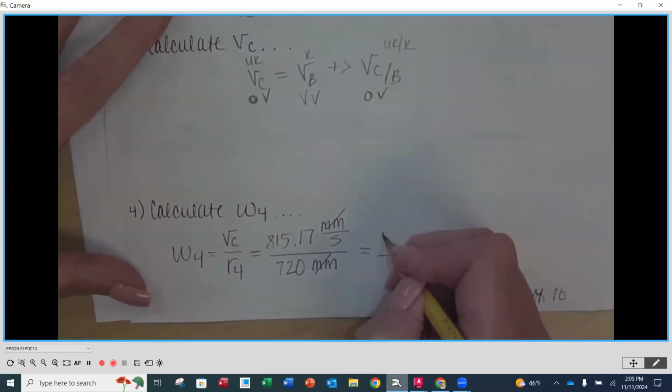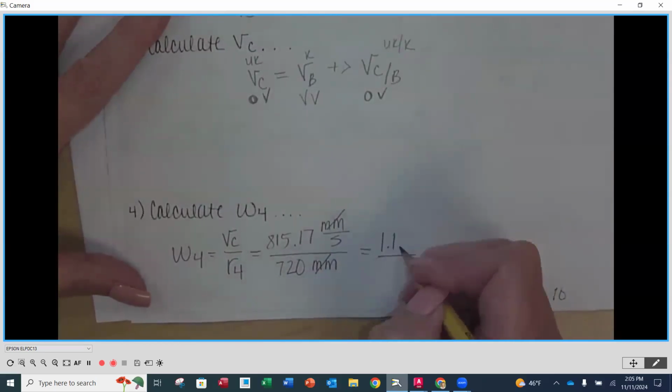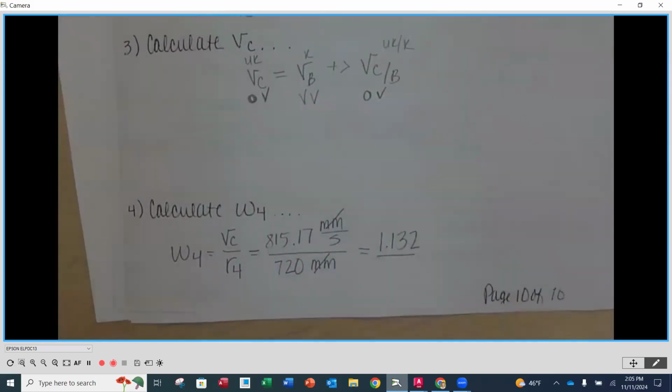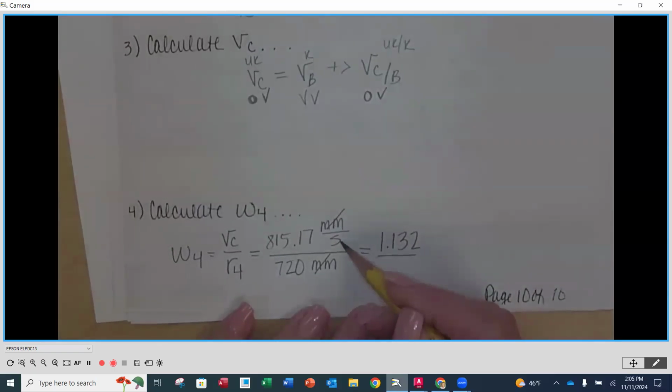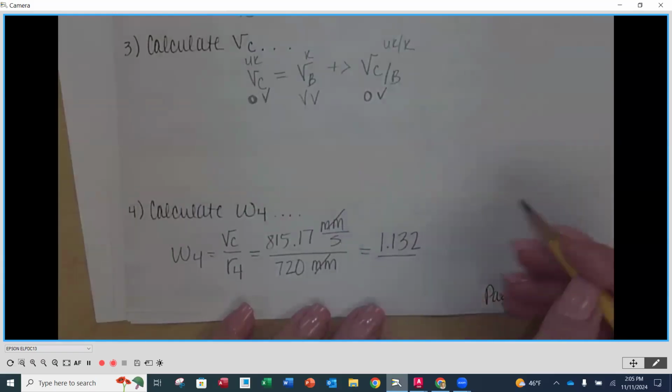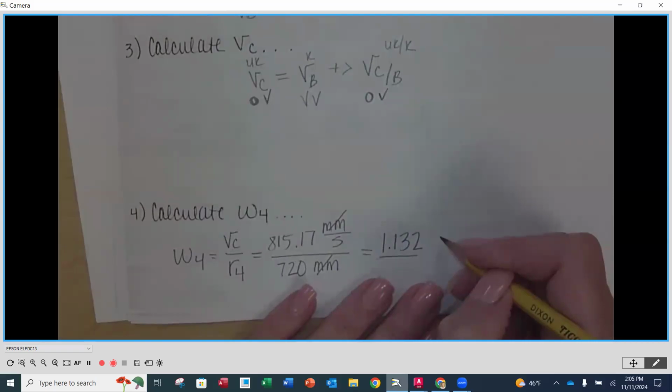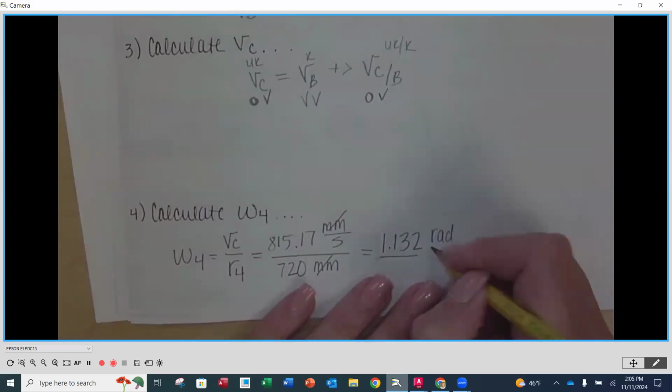So the value I get, which I believe I know is correct, is 1.132, right? Now, you're going to notice that top to bottom the millimeters canceled out. So we have, if you would, nothing per second. Or do we have something else? What do we actually have? Nothing per second? We actually have what magically appears? Radians. So we're at radians per second.